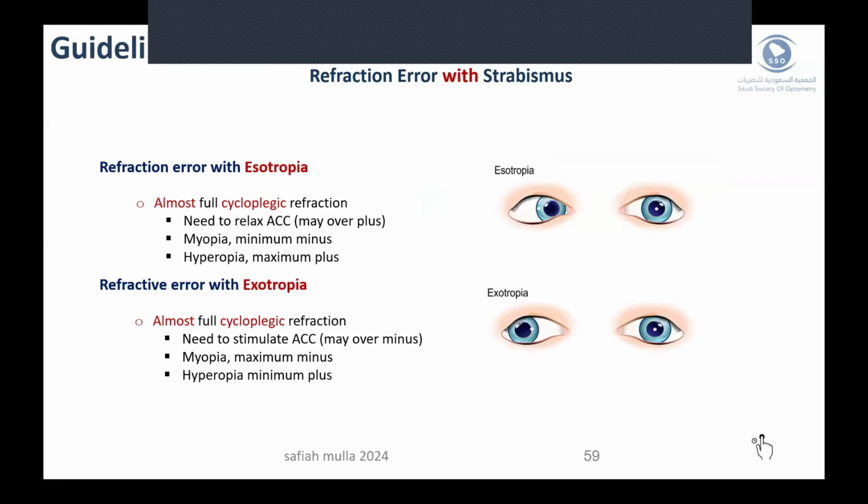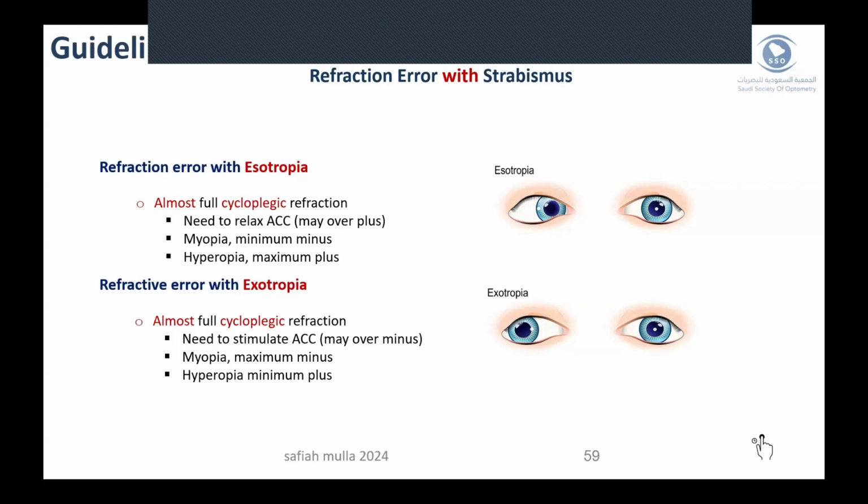So, refractive error with esotropia: you almost give full cycloplegic refraction because we need to relax the accommodation. So we may overplus the child to relax that accommodation and make the eye go straight. If the child has myopia with the esotropia, then you're going to give them a minimum minus. If you have a hyperopia, you're going to give them a maximum plus to make that eye straight.